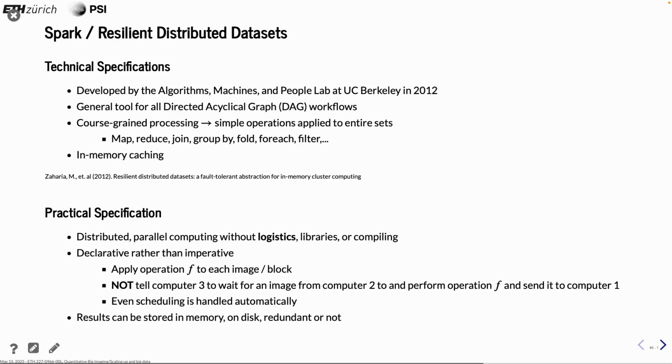Then we also have Spark, which is a package that includes not only MapReduce but also machine learning support, and that helps quite a lot. It includes parallel computing without a lot of logistics, library, or compiling. You have it built into the system. It also has a declarative way: instead of telling a sequence of computers what to do and wait for each other, it does it as needed, and also in a lazy execution way.